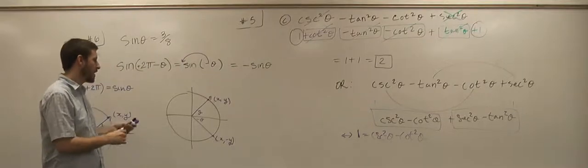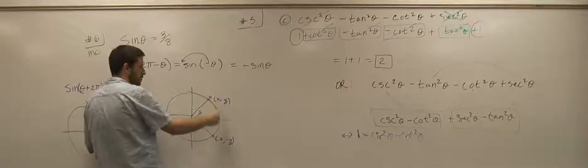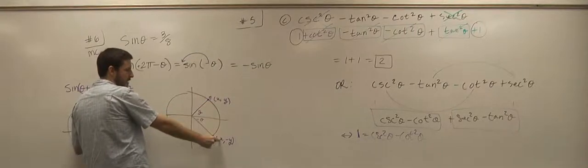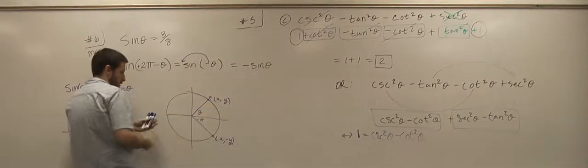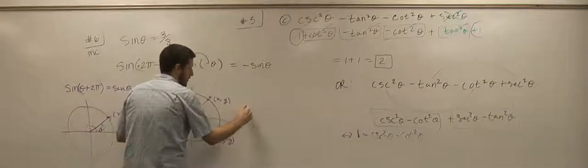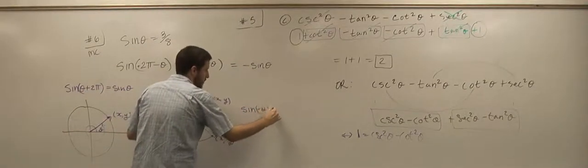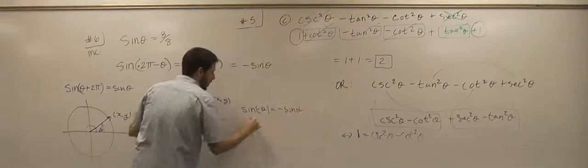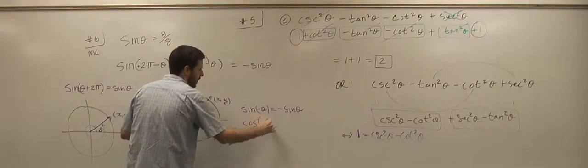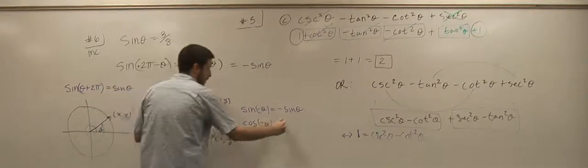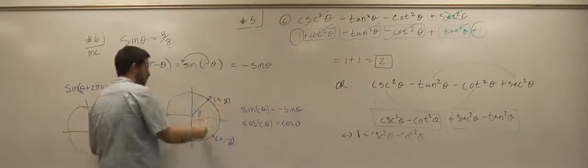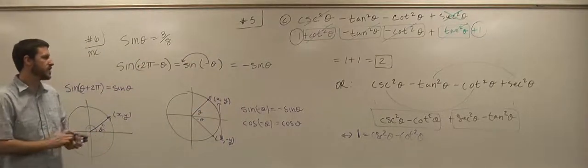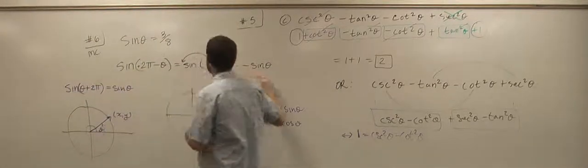Now that's different with cosine, right? If you're looking at the cosine, cosine is the x value. Cosine of theta or cosine of negative theta are the same thing. So the rule is, in general, sine of negative theta is equal to negative sine theta. But cos of negative theta is equal to what? Just cos theta. You might as well not have plugged in the negative because you have the same exact x value. So in this case, my answer is going to be negative sine theta.